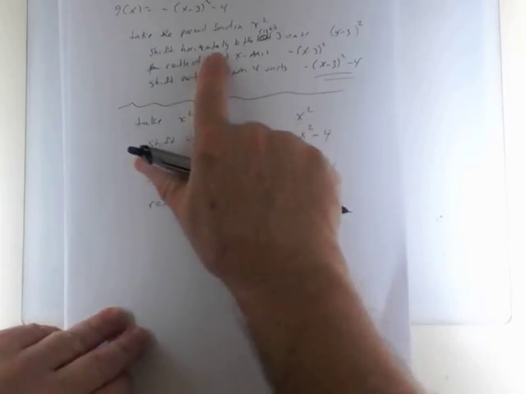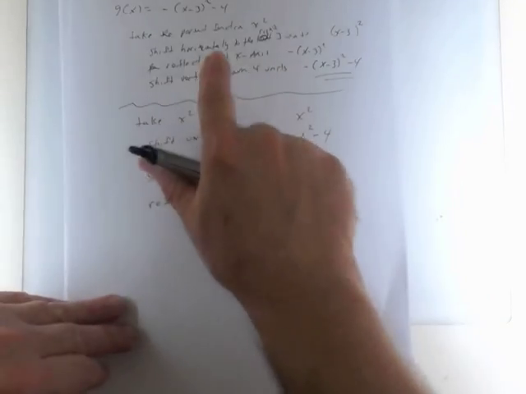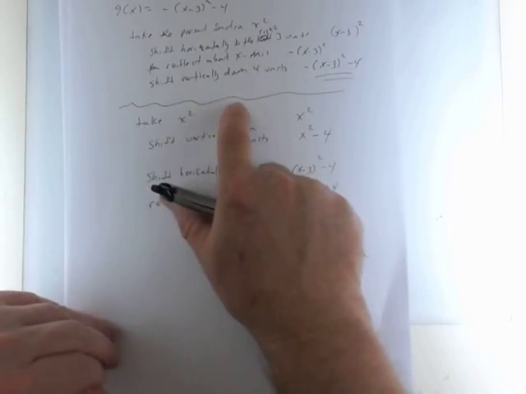Now, if you did the reflecting first before the horizontal, that didn't matter. But what must be done last? Vertical shift. Vertical shift has to be done last. Okay?